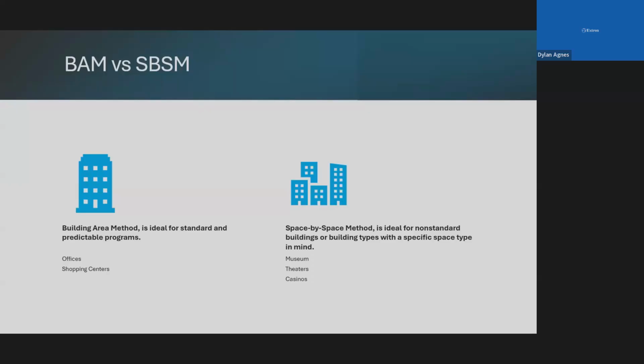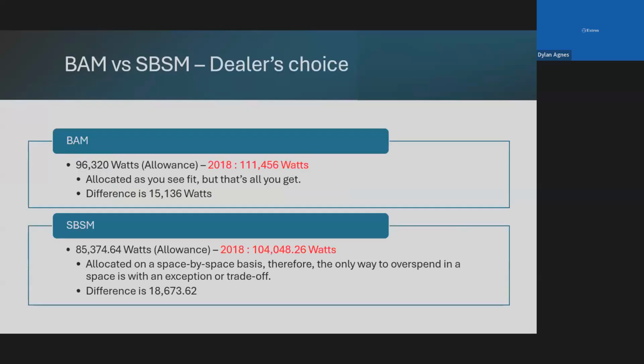For the space by space method, it's not for non-standard buildings or building types. So think museums, theaters, casinos. Programs that are going to have a higher kilowatt share for the lighting system, especially if they're decorative, accent, or application specific.